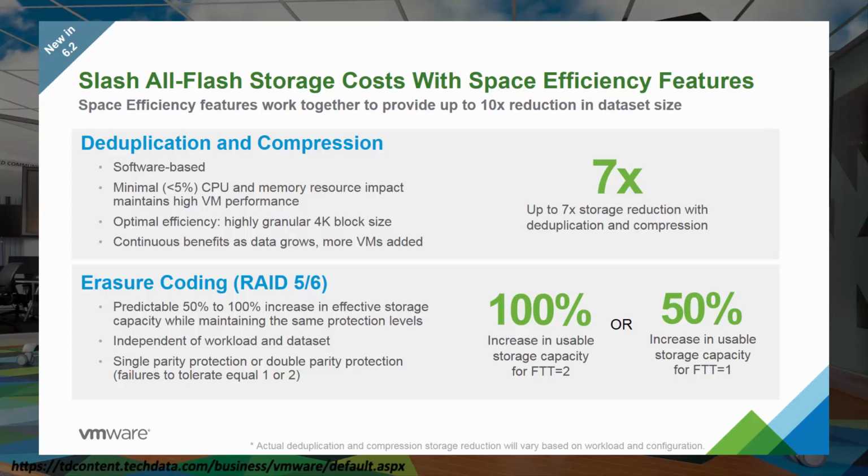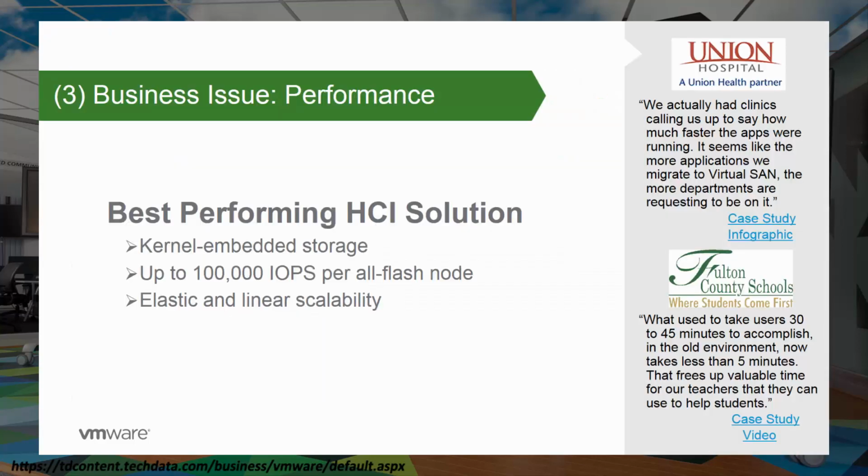When using erasure coding, which is RAID 5/6, we increase the usable storage capacity by 100% when configured for failures to tolerate of 2. When we configure failures to tolerate of 1, we see a 50% increase in usable storage. So huge increases in storage usability, even while maintaining our protection levels that we're looking for in the event of failures.